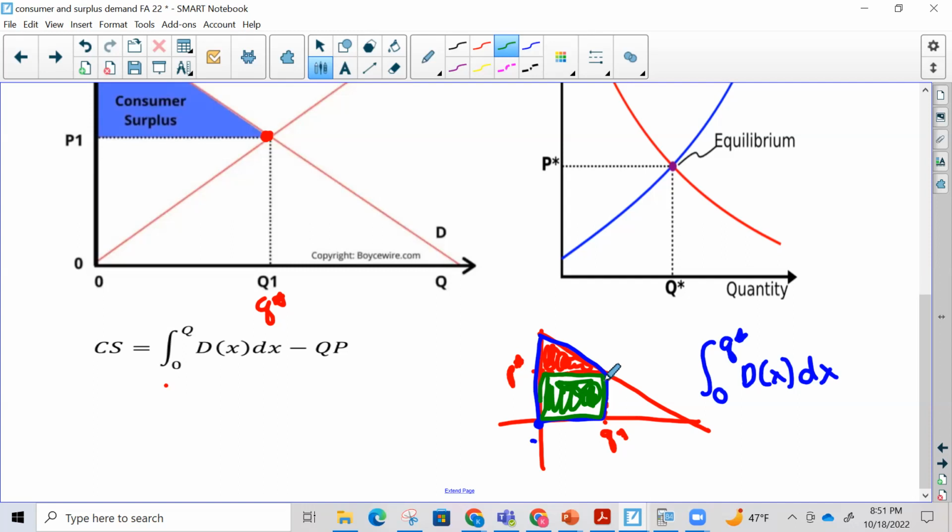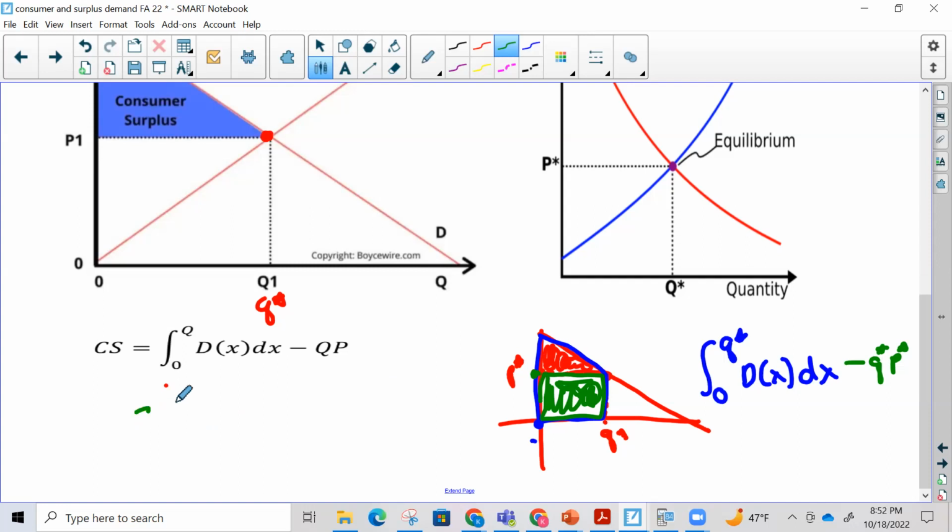To do that, we know that this is a rectangle and the length of this rectangle is Q star, the x value of the point of equilibrium, and the height of this rectangle is P star, the y value of the point of equilibrium. So we would subtract out the area of that rectangle, which is Q star times P star, because the area of a rectangle is length times width, or base times height. And so this is the formula for consumer surplus. This is how we find the area of this region.